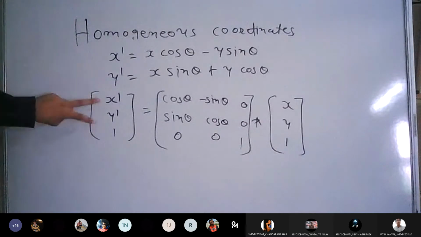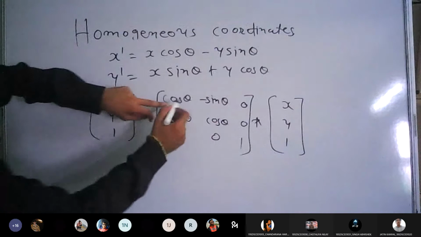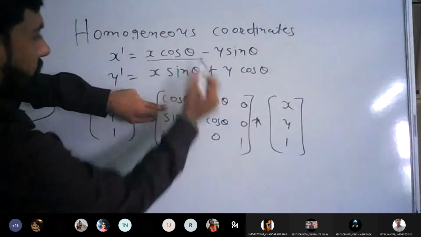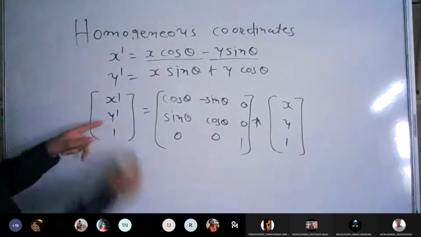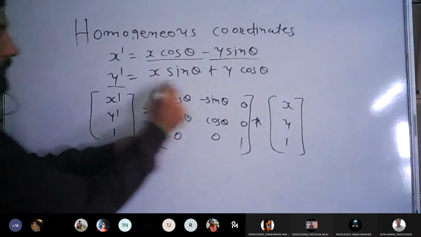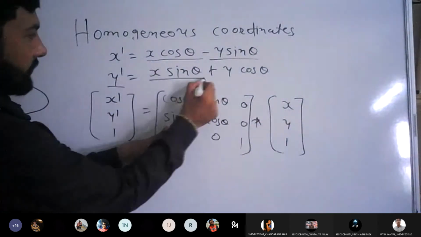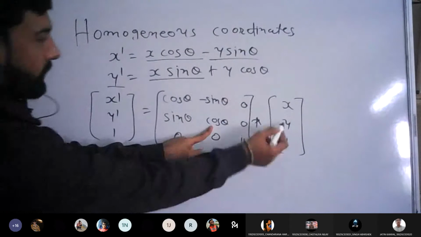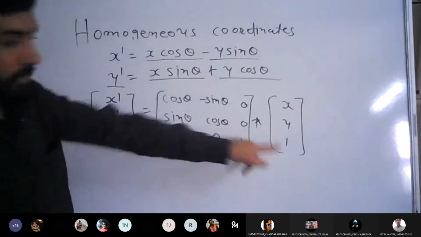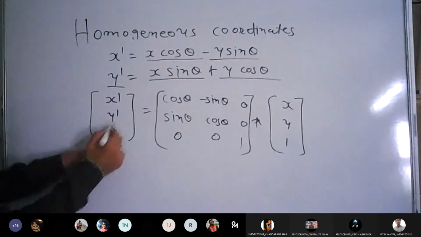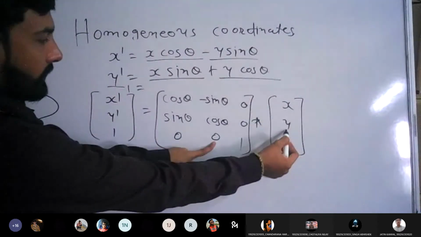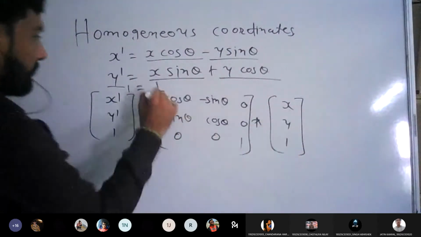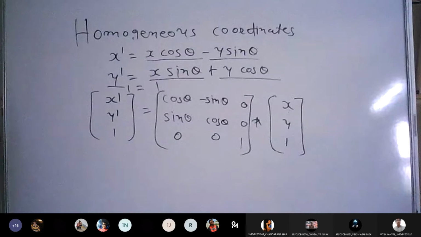Now if you resolve it, then you will get x dash equal to cos theta into x, which is x cos theta, minus sin theta into y, which is minus y sin theta, plus 0. Similarly, y dash equal to x into sin theta, x sin theta, plus cos theta into y, y cos theta, plus 0 into 1, which is 0. For the third element, 1 equals 0 into this, 0, plus 0 into this, 0, plus 1 into 1. The answer is 1, which is correct.